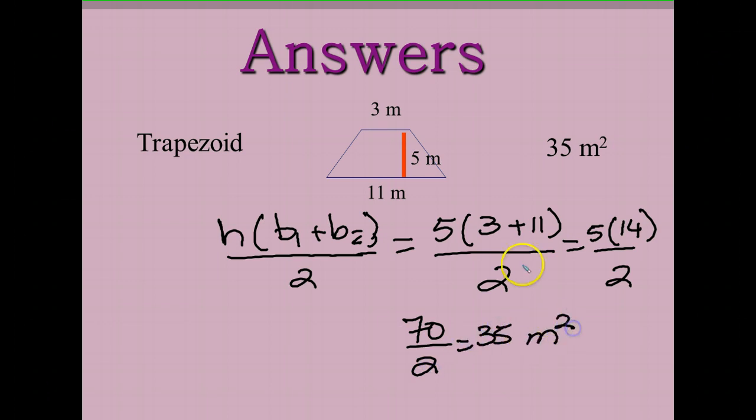Again, remember, whenever we are dealing with area, your unit will always be to the second power because we are dealing with 2 dimensions.